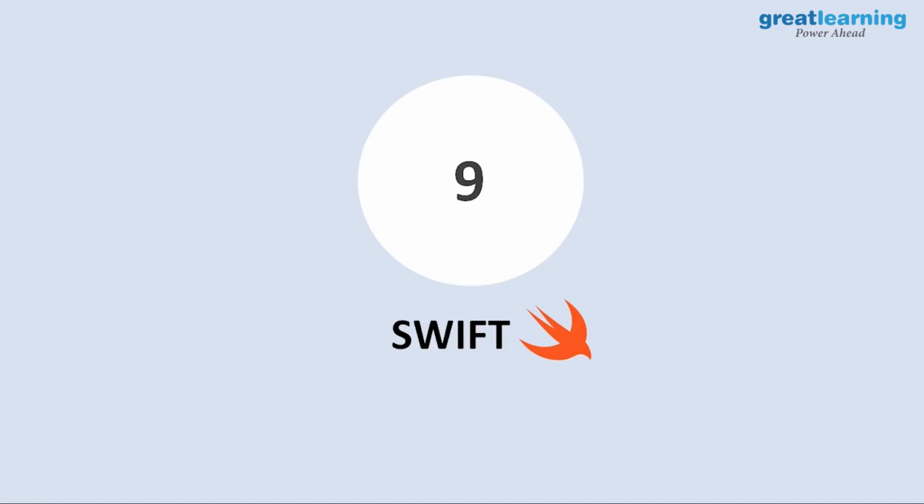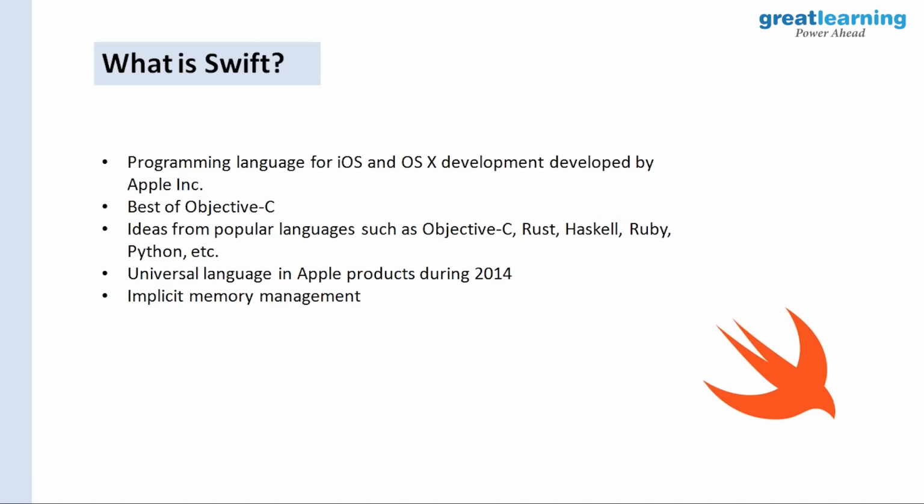At number 9, we have Swift. If you're looking for performance, Swift is the language that you should go for. Swift prevents errors and provides readability. According to Apple Incorporation, Swift is twice as fast as Objective-C and 8 times faster than Python. It's a programming language used for iOS and OS development, which was developed by Apple Incorporation.